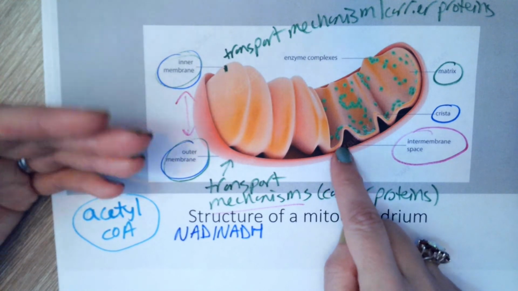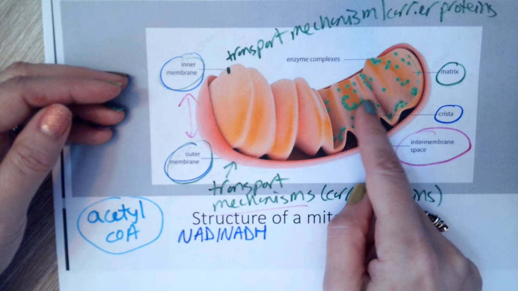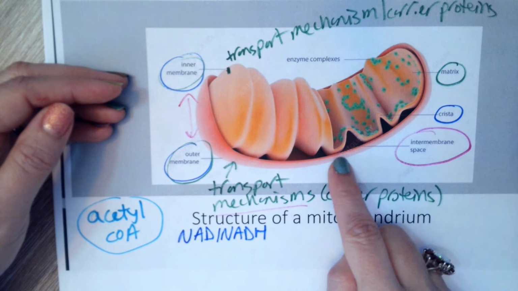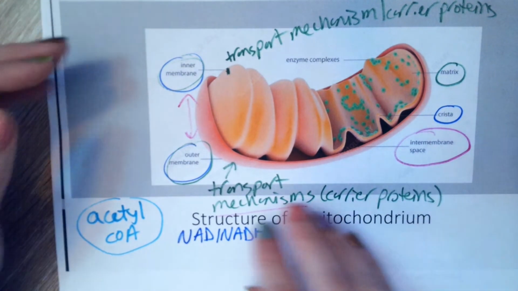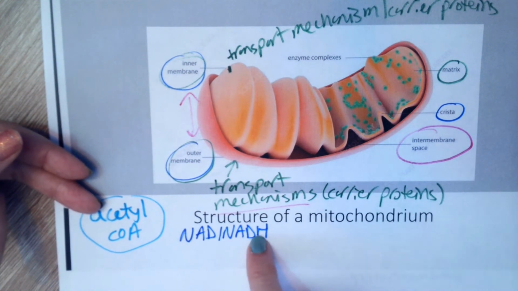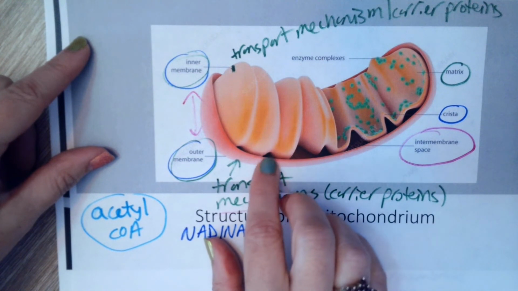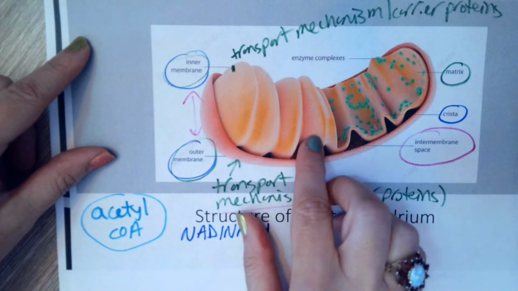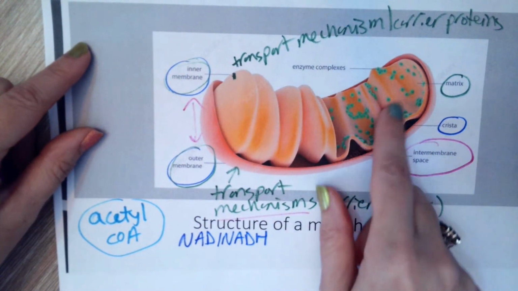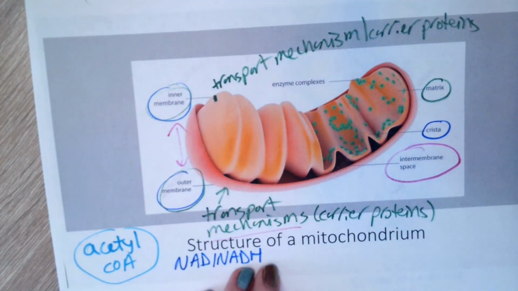So we have various transport mechanisms to move things like ATP from inside the mitochondria across the inner membrane into the intermembrane space, and then across the outer membrane out into the cytoplasm. Just like we have transport mechanisms to take metabolites, things like acetyl-CoA or NAD, NADH, from the cytoplasm across the outer membrane into the intermembrane space, then across the inner membrane into the matrix, where we can then use, say, NAD and NADH in the electron transport chain. So we're going to look at some of those transport mechanisms now.